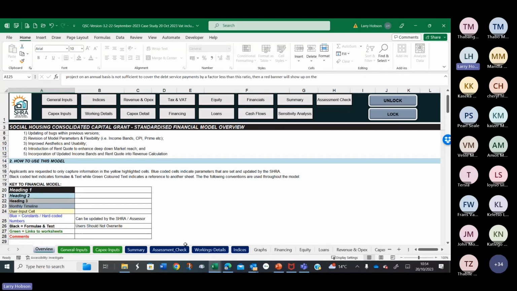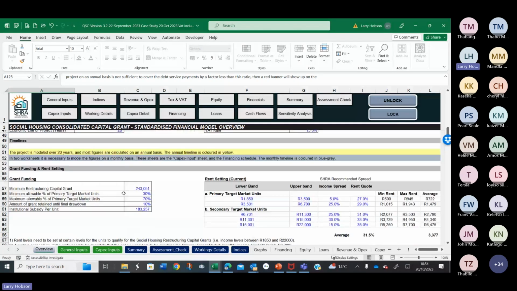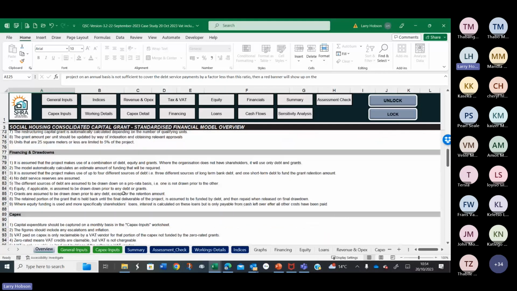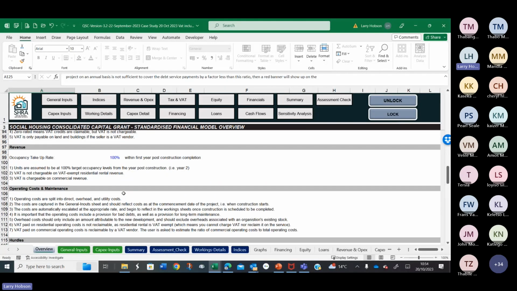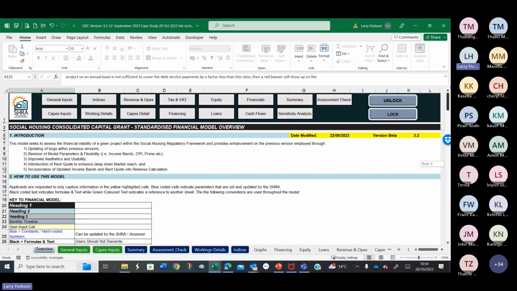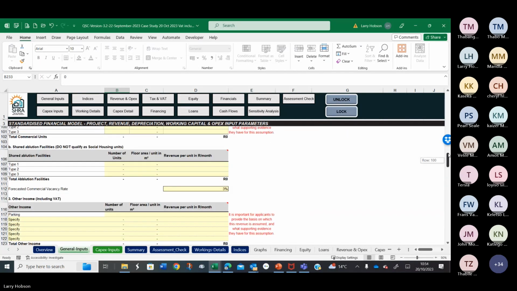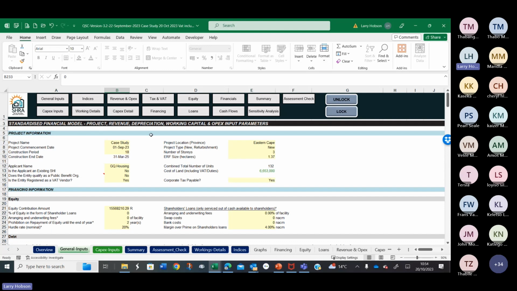So just going through those slides that we had. Remember, we spoke about the overview. It's just got a general overview, and then it's got instructions of what to do on each sheet. But we're not going to spend too much time on that. We're rather going to go to the actual sheets where we do the work. So the first one is the general inputs, and we just call this case study.